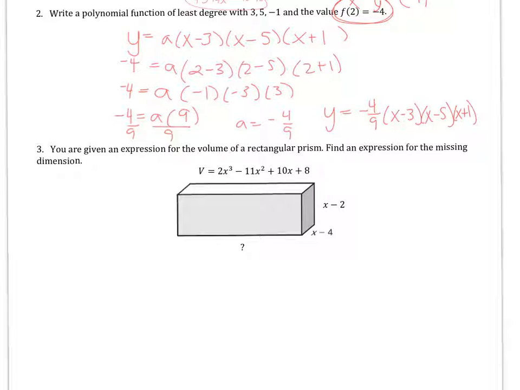All right, so let's look at number 3. So here's the volume of this box. Now remember, volume is length times width times height. So here we have our length, here's our width, here's our height.